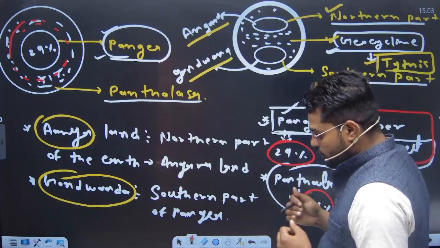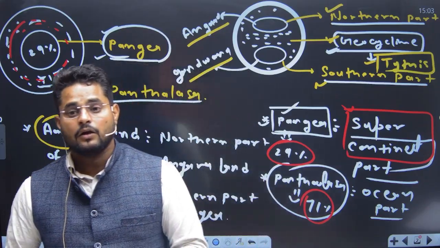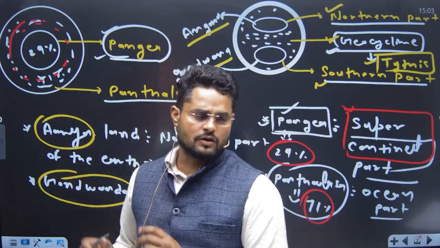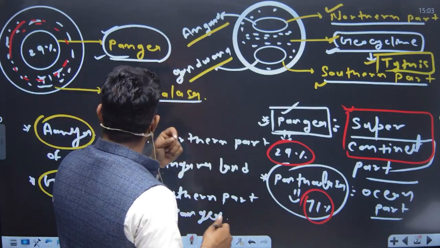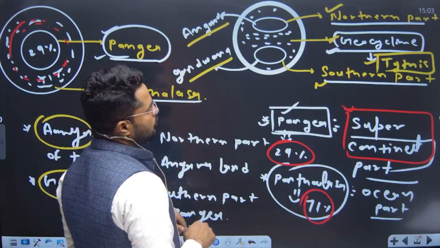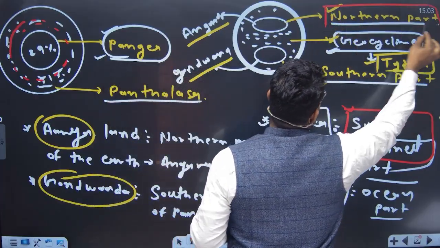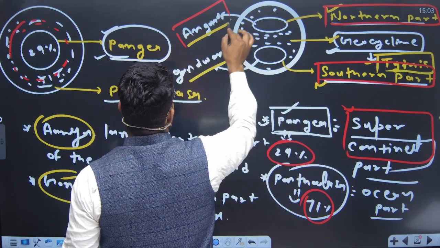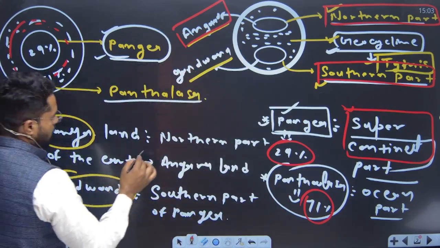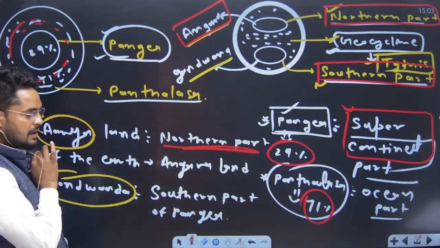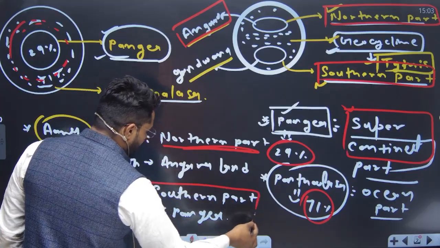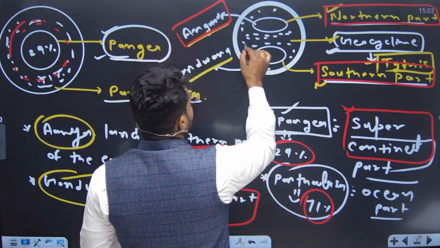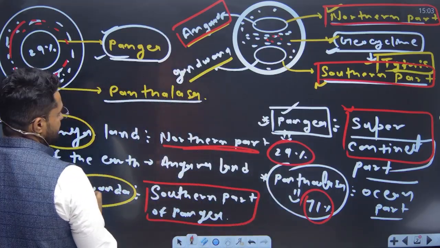Dear student, according to Wegener, 14 crore years ago, Pangea divided into two parts: a northern part and a southern part. The northern part of Pangea is known as Angara land. And what is Gondwana land? The southern part of Pangea is known as Gondwana land. And in between Angara land and Gondwana land, there was a geosyncline known as the Tethys Sea.